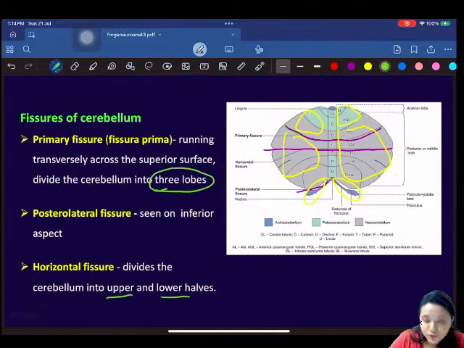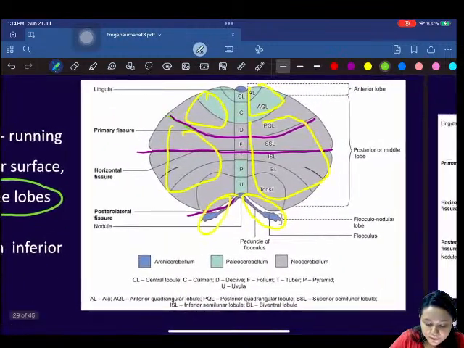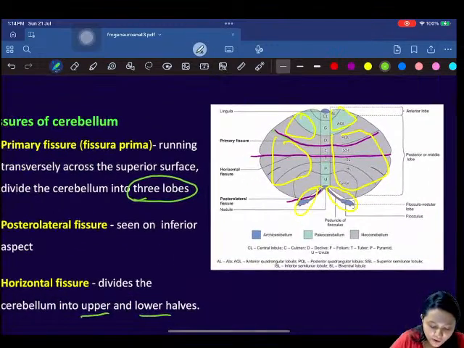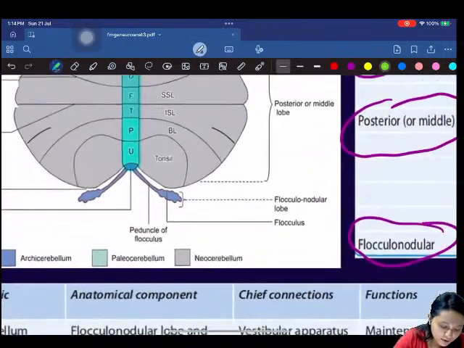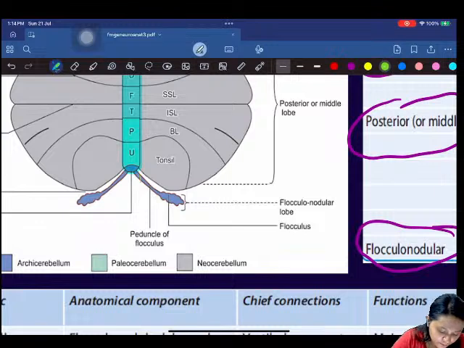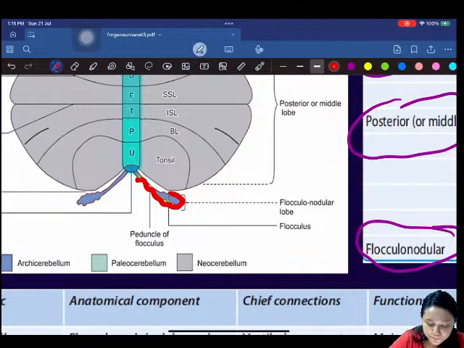Then we have studied about the lobes. You know, there are three fissures: primary, posterolateral, and horizontal. You have three lobes. So if they ask you about the cerebellar hemisphere, then you will write three lobes. If they ask you about the cerebellum, then you will write six lobes. The smallest lobe is the flocculonodular lobe. Okay, this is the flocculonodular lobe, that is the smallest lobe.